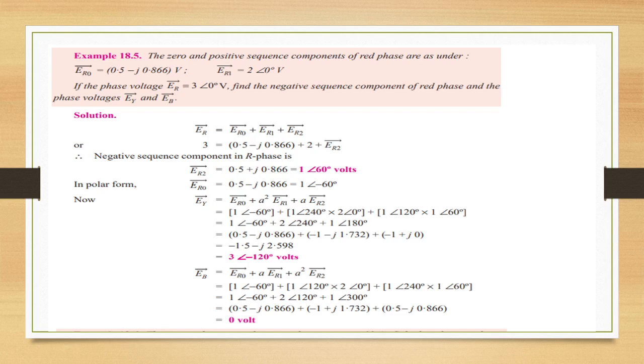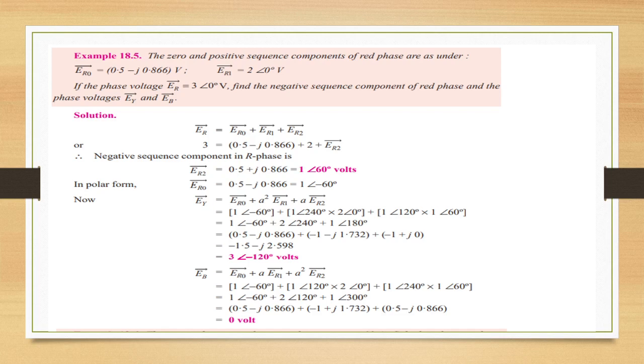The zero and positive sequence components of red phase are as under. ER0 is 0.5 minus j0.866 volts, ER1 is 2 angle 0 volt. If the phase voltage ER is 3 angle 0 volt, find the negative sequence components of red phase and the phase voltages EY and EB. Let us see the solution.